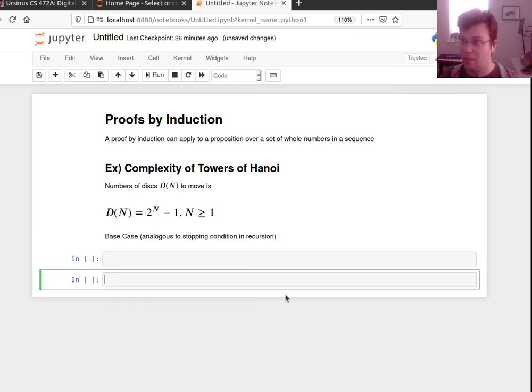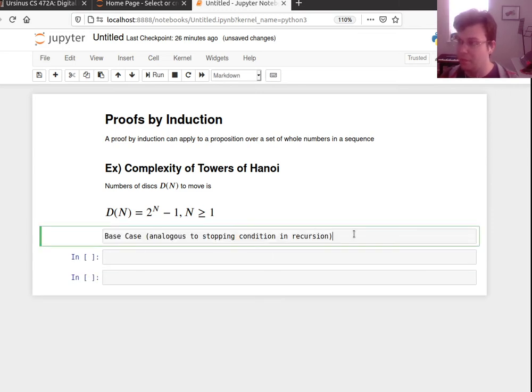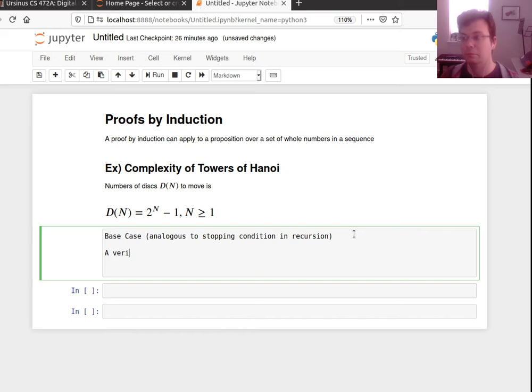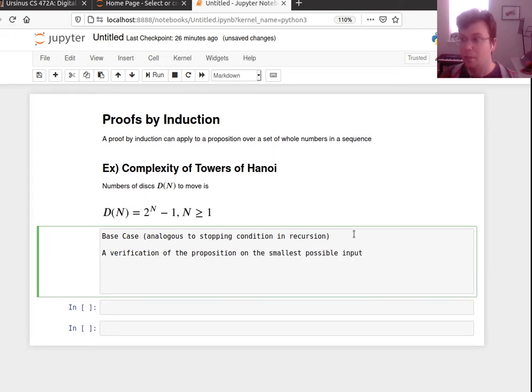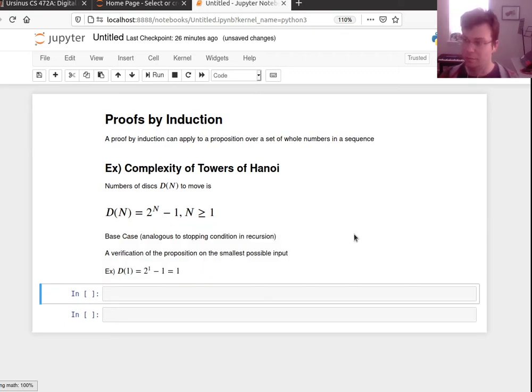So the base case is a verification of the proposition on the smallest possible input. All right. So in our example, this is verifying that d of n equals d of 1 is equal to 2 to the n, in this case 1, minus 1. All right. So 2 to the 1 minus 1, well, that's 2 minus 1. That is equal to 1.